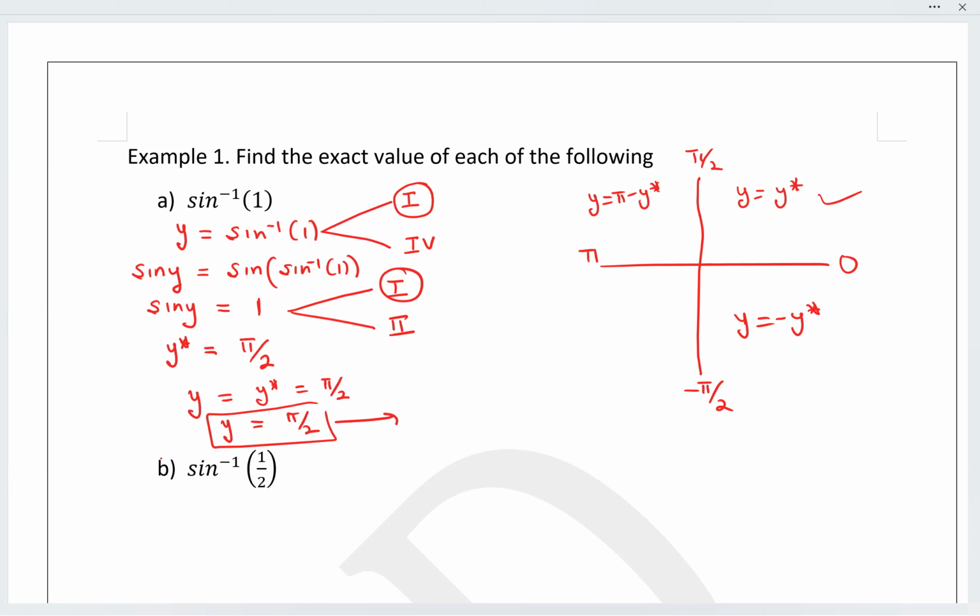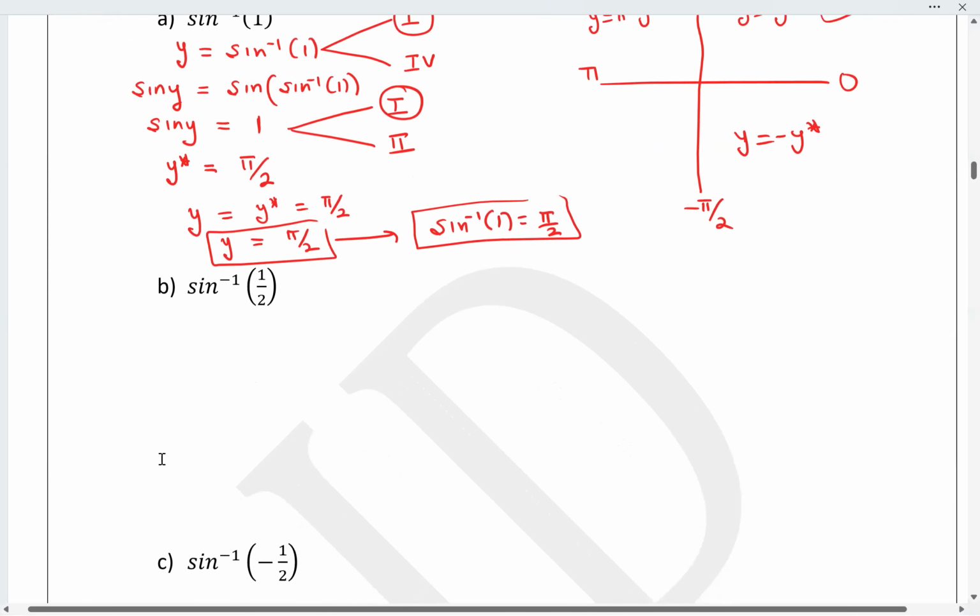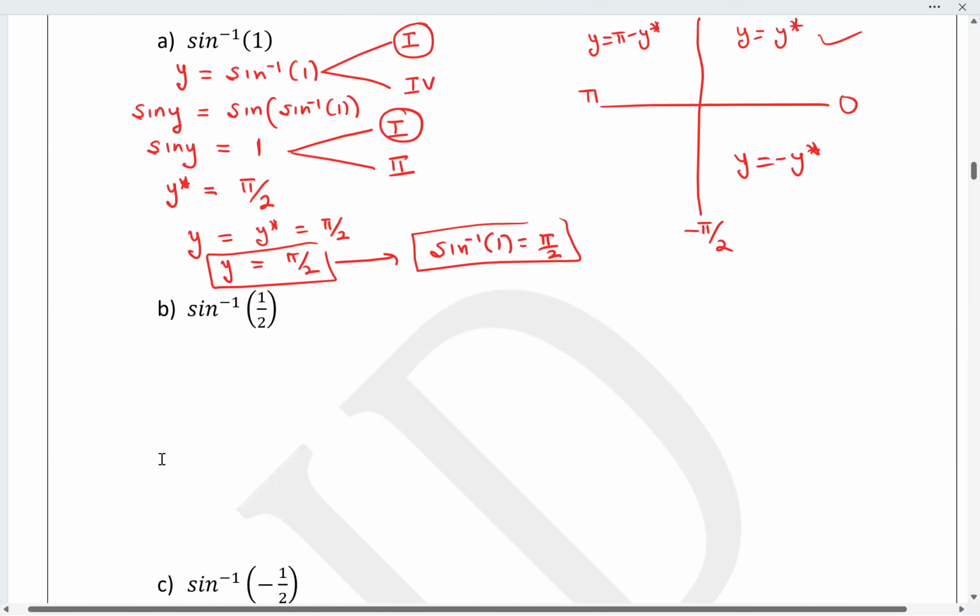But don't forget, what is y? Look at y. We said y is sine inverse of 1. So it means that sine inverse of 1 is equal to pi over 2. All right. Now, look at this next one, b.